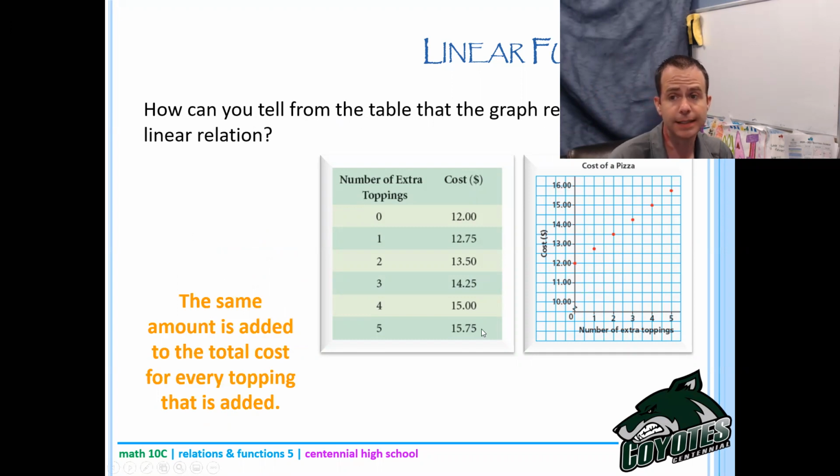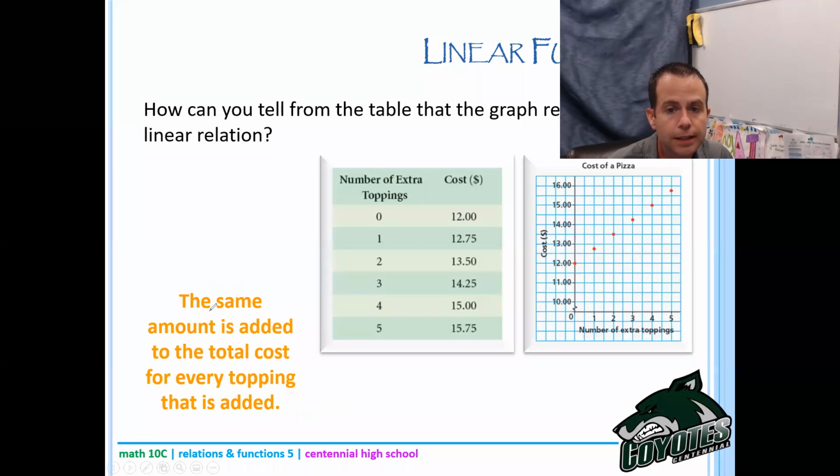I can see that the number of X's are going up by the same amount and the number of Y's are going up by the same amount. So the same amount is added to the total cost for every topping that is added. Now, the key word here is the same amount, okay? If I added 0.75 here, and then I added 0.8 here, and then I added $1.05 here, that's not going to be a straight line anymore. That's not going to form a linear relation, okay?